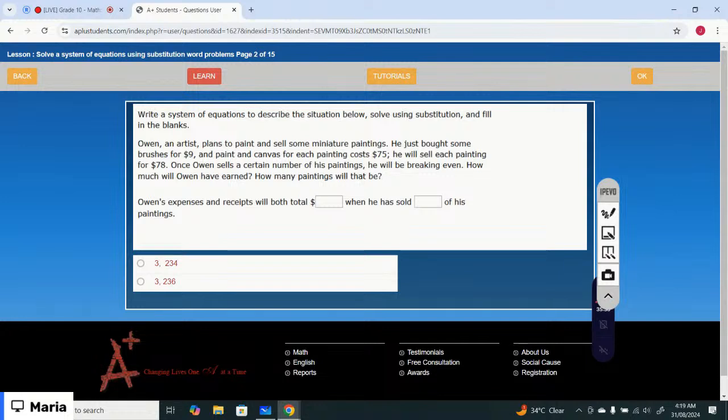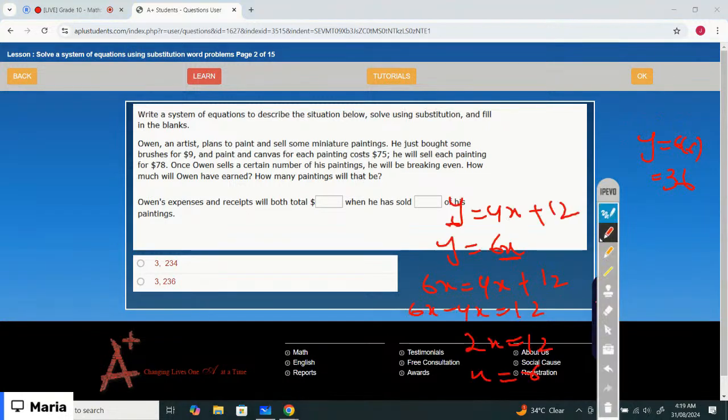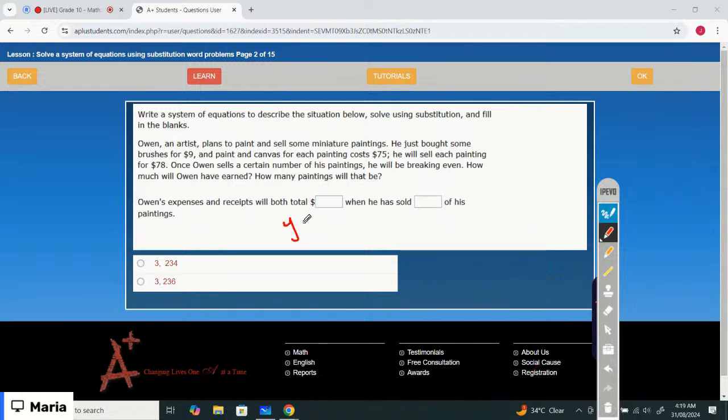Okay, so let's just write down the equations first and then we'll solve. So they are: he just bought some brushes for $9 and paint and canvas each for $75. So the equations are y equals 75x plus 9 and the other is y equals 78x, right? So let's just solve this equation.